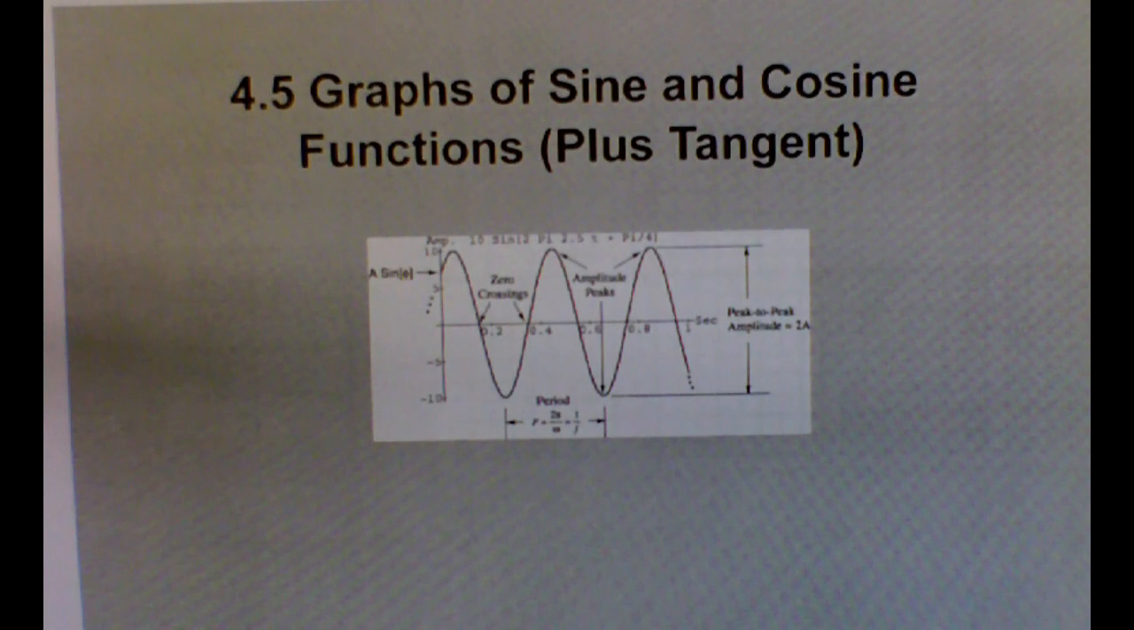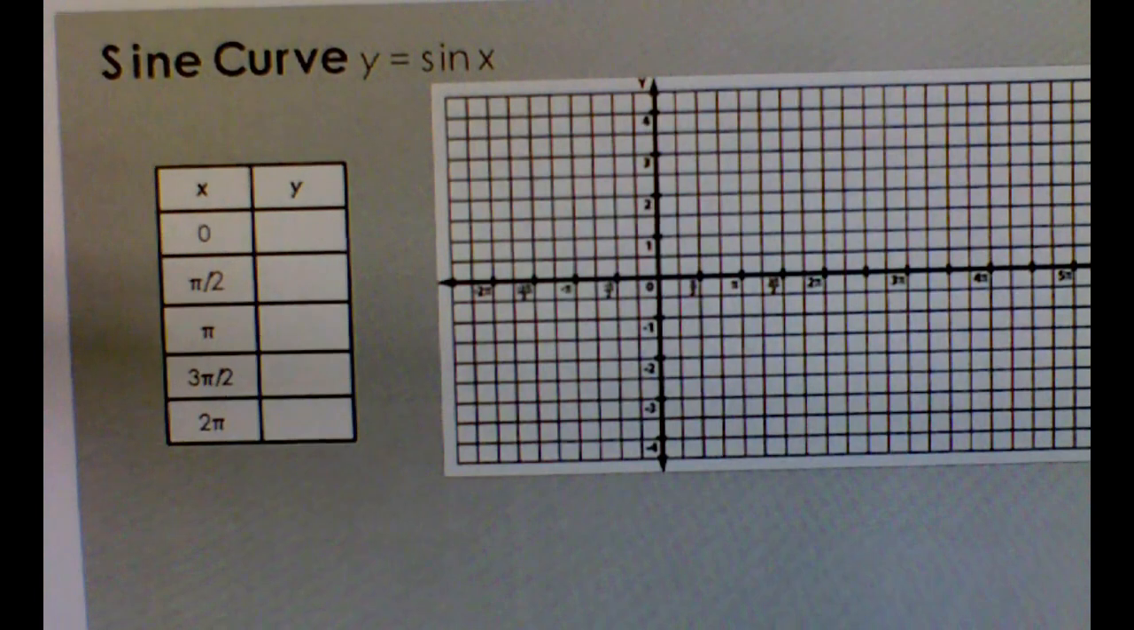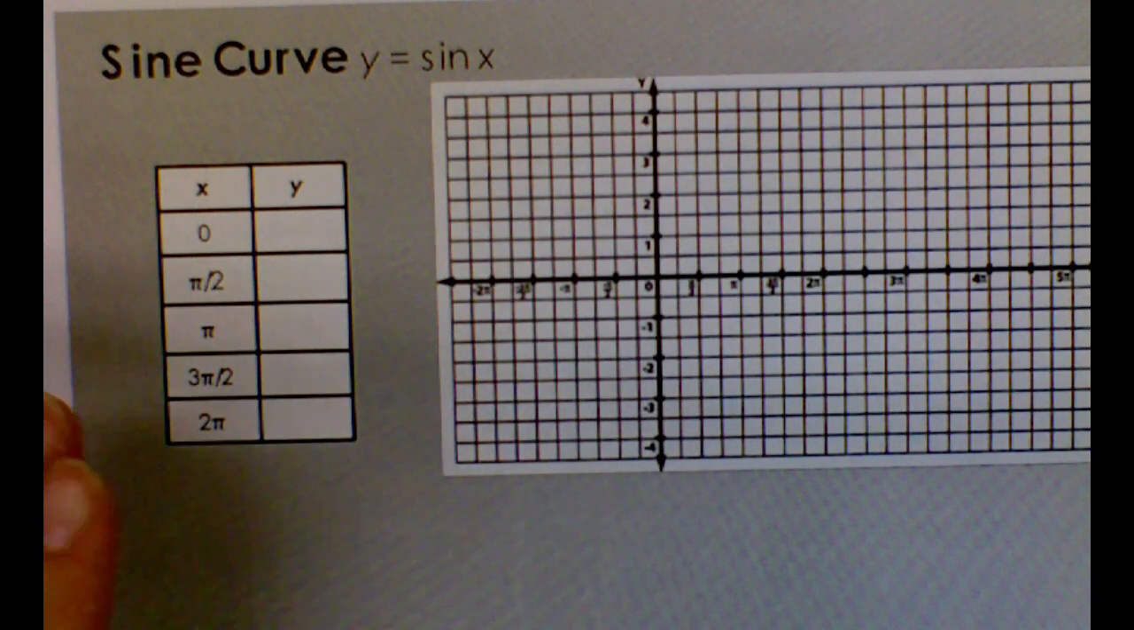All right, we are going to start section 4.5, talking about the graph of sine and cosine and tangent. So let's start with y equals the sine of x. Now these graphs are different than most other graphs we've dealt with. So let's fill in a table first.